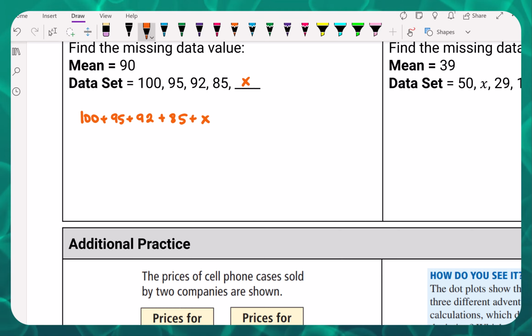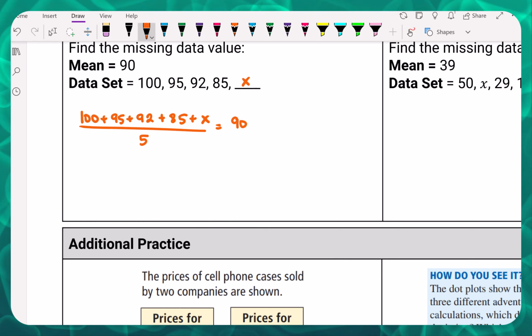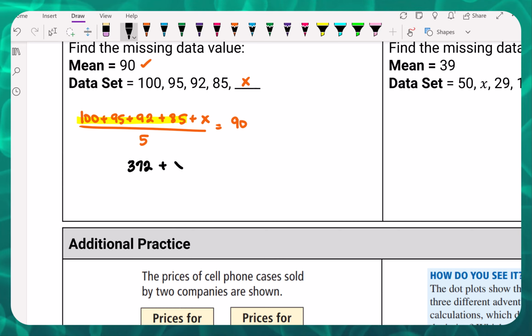Now, if you add all the numbers up, you have to divide by 1, 2, 3, 4, 5, because that's the formula for mean, right? So it is going to be equal to 90 because it tells you the mean is 90. What you can do is add all 4 of those numbers really quickly on your calculator. I'm going to go ahead and tell you that that's 372.